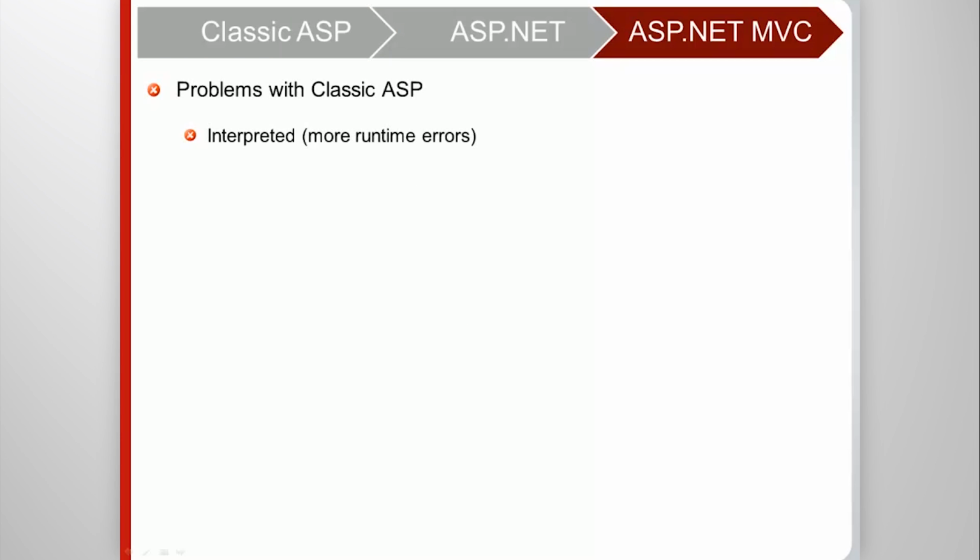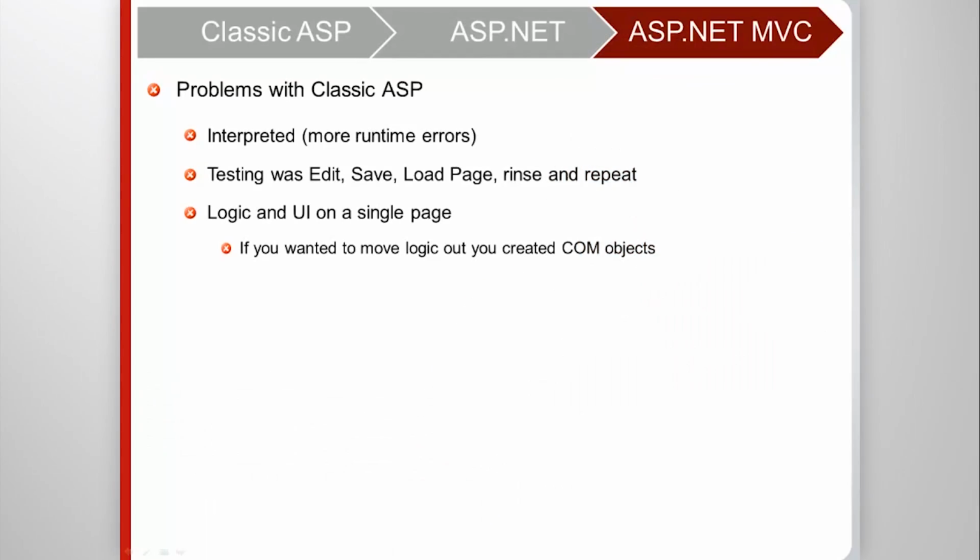So problems with ASP Classic: it's interpreted, so basically you don't find out about your errors till you get to runtime. The whole process of developing ASP apps is you edit your project file, you save it, you load a page, and rinse and repeat. The logic and the UI were basically on a single page. If you wanted some sort of object-oriented approach, you can move the logic into COM objects, but then you have to manage those COM objects. It had poor performance, and it was basically poor architecture design.